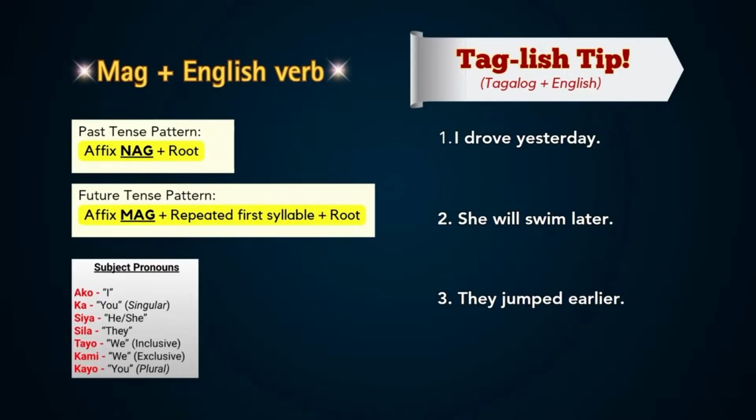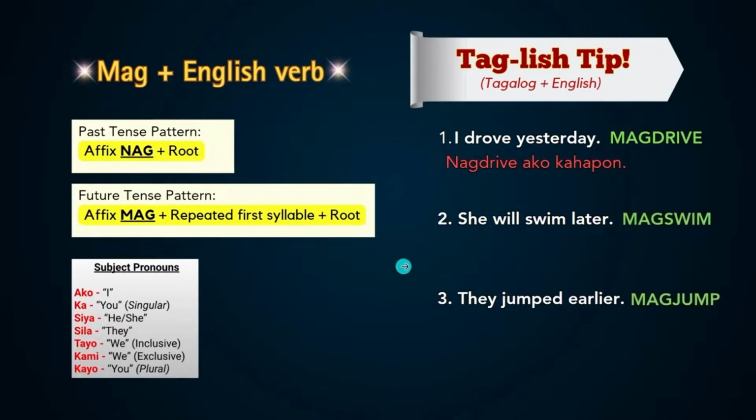So let's take a look at number 1, I drove yesterday. What if I told you to use mug drive? Now conjugate it in the past tense because it's drove. I drove yesterday. It would be nag-drive. Nag-drive ako kahapon. I drove yesterday. Nag-drive ako kahapon. So see, we are just using the pattern that we've already learned and using this mug plus an English verb. So go ahead and try number 2 and 3. You can use mug swim and mug jump. And then we'll go over it in just a second.